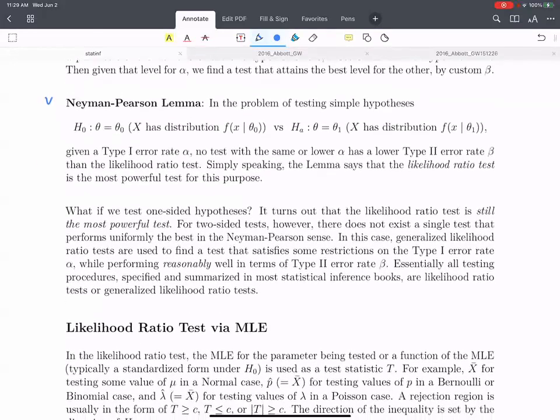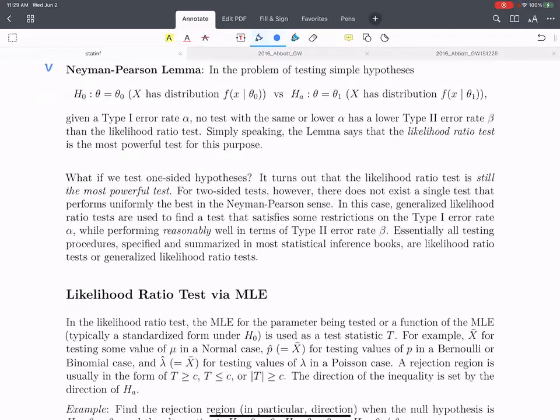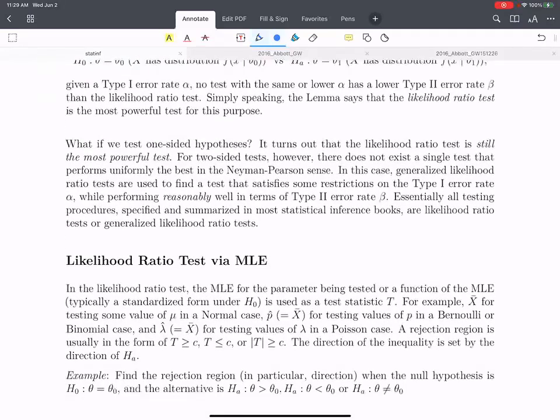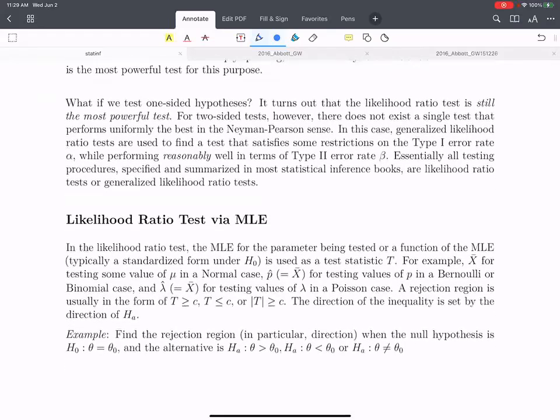So that's the summary of the theory, but let's get back to the practical issue. How do we derive the likelihood ratio test? We derive it by using the MLE. In the likelihood ratio test, the rejection region has some likelihood ratio, but I told you that it will be simplified into a simple inequality related to a test statistic. And in the likelihood ratio test, that test statistic will be the MLE or a function of the MLE.